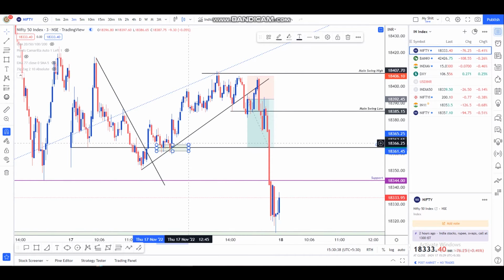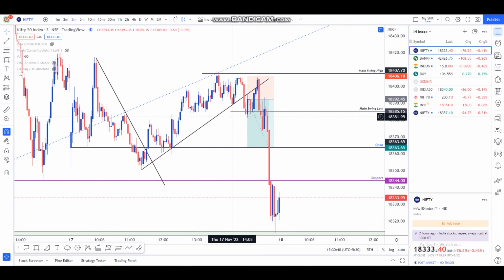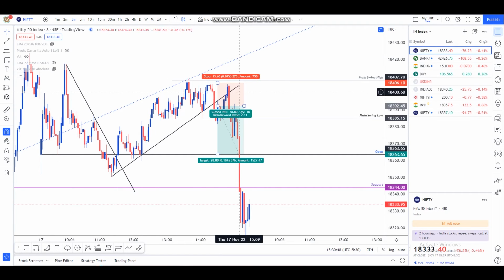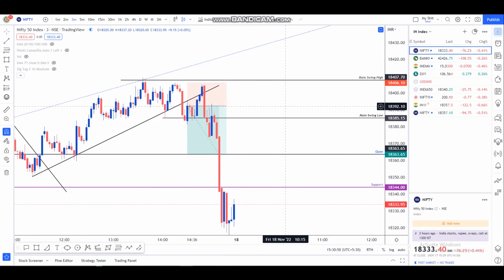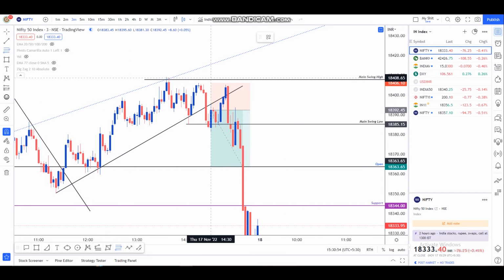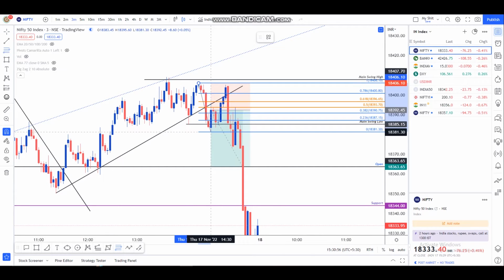So when I came back after lunch at around 1:30, I looked at this and I basically waited for my setup to be formed again. Same simple logic like last time. Draw a trend line, wait for it to break, and then you take a trade on the pullback. Now it's very important to understand the discipline of this kind of trade, right?